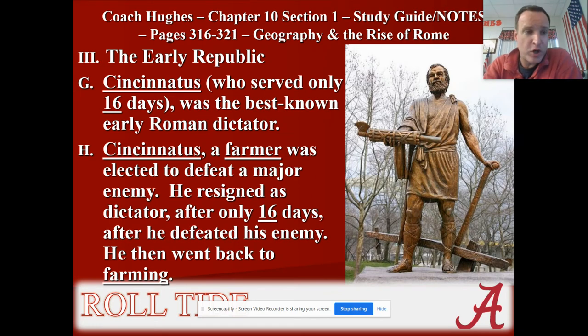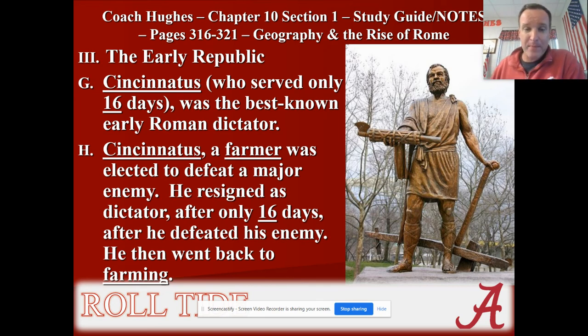There are some exceptions, though. Circle G here. There was a guy named Cincinnatus, and yes, Cincinnati, Ohio, named after this Roman dictator and farmer. Cincinnatus, who served only 16 days, had 6 months. He only needed 16 days, was the best known early Roman dictator. Circle H. Cincinnatus was a farmer elected to defeat a major enemy. He resigned as dictator only after 16 days, after he came to power, whooped the enemy's butt and said, I think that'll do it, resigned, and went back to farming.